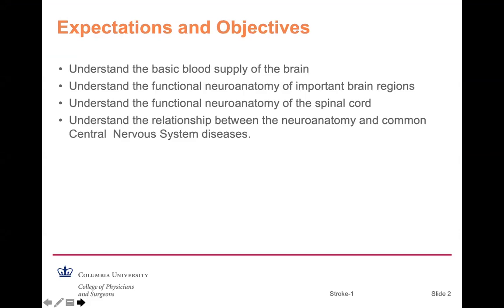I'll be talking about several things, but I've organized them into four take-home messages, which are to really understand the basic blood supply of the brain, understand the functional neuroanatomy of important brain regions, understand the functional neuroanatomy of important spinal cord regions as well, and also understand the relationship between neuroanatomy and some common central nervous system diseases.